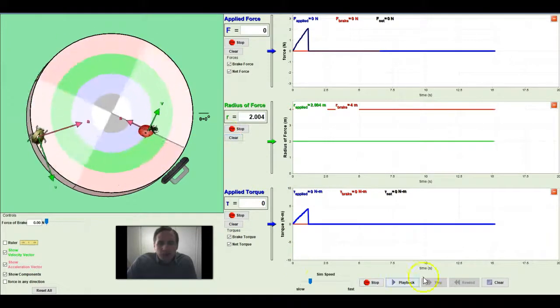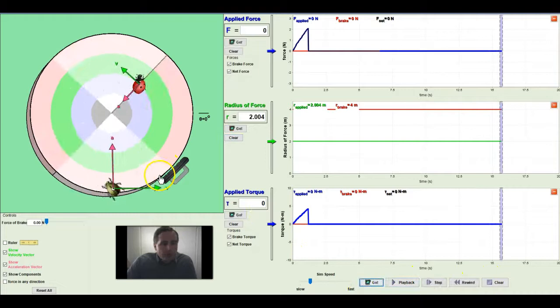Also note we're in uniform circular motion right now. The acceleration is centripetal, the velocity is tangential. The centripetal acceleration is larger at a larger radius since both these bugs have the same angular velocity. And notice that the tangential velocity is larger for the beetle than the ladybug, like we predicted.